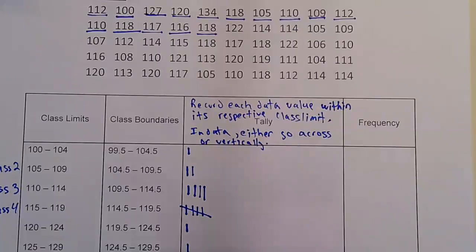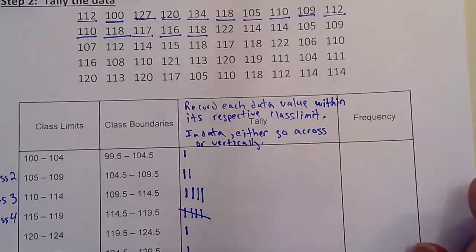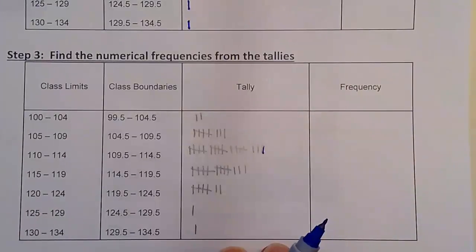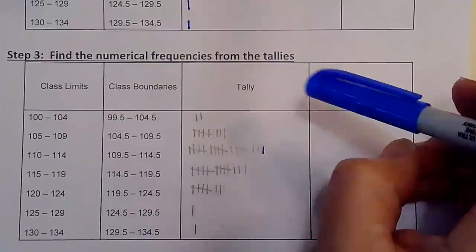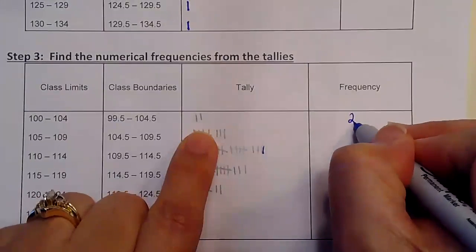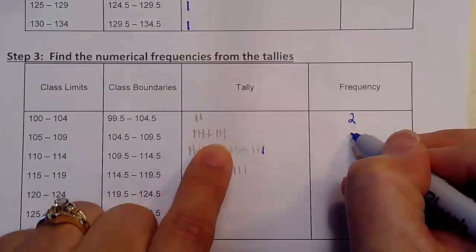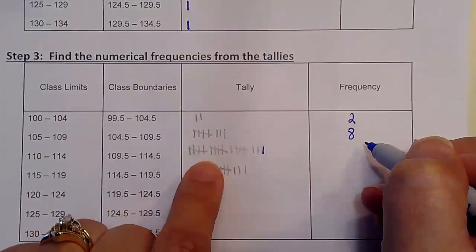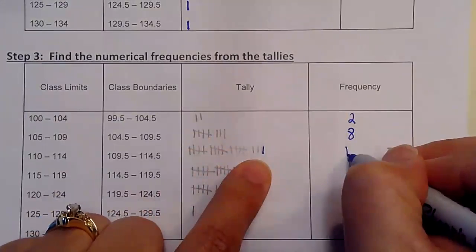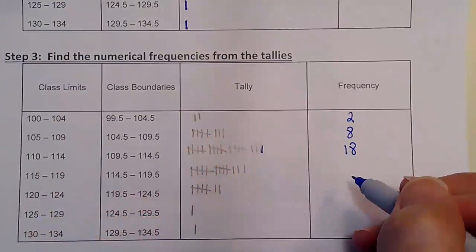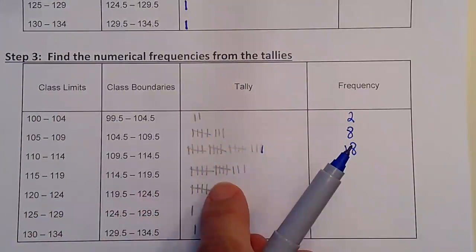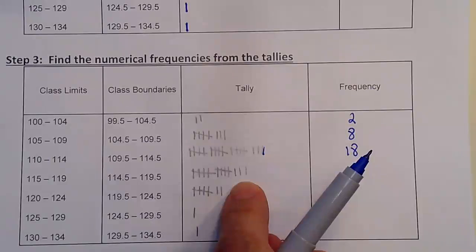But you do need to do all your tallies. And when you're done, these are what your tallies look like. Then your frequencies: this would be a frequency of 2. This would be a frequency of 8, 5, 6, 7, 8. This would be a frequency of 5, 10, 15, 16, 17, 18. You want to continue that and finish that. This would be 5, 10, 11, 12, 13.